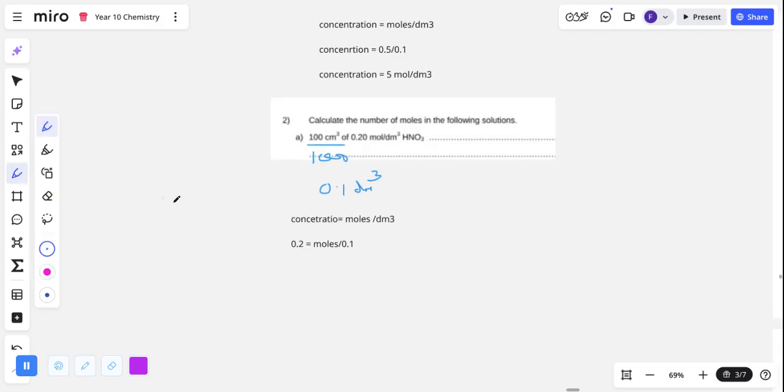Now, as I said to you before, it depends on who taught you maths. It's divide by 0.1, you take it over there, it becomes times by 0.1. Okay. Or, another way to look at it is I need to get rid of that 0.1, so I times this side by 0.1. If I times this side by 0.1, I must times that side by 0.1. 0.2 times 0.1 is 0.02 moles. And that's how you do it. Okay. Now, I'm going to stop recording.